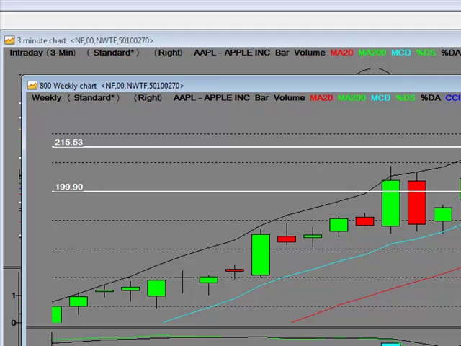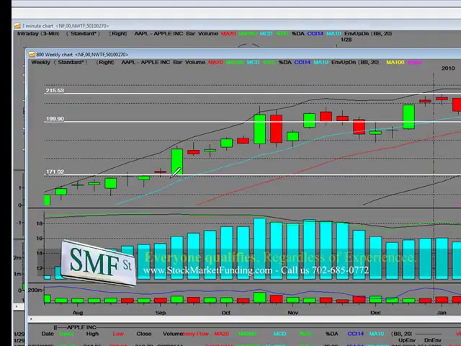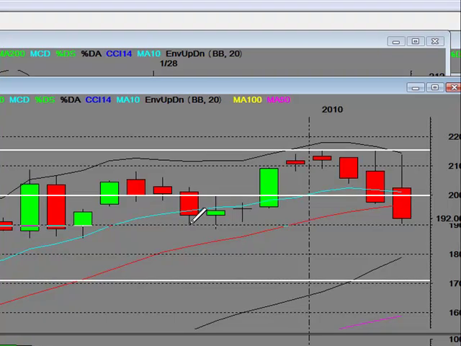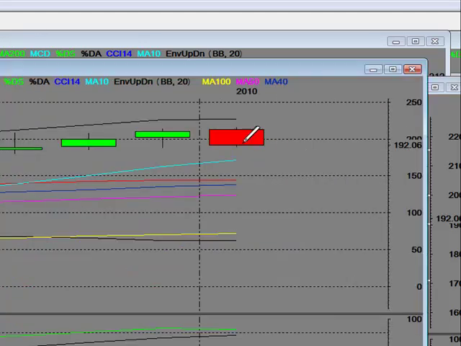We had a major support level over here in Apple Computer on a weekly chart at 171, and if you bought it for the longer term hold, it went clear up to $215 here. What you will learn is how to apply weekly charts, daily charts. You will learn monthly charts.